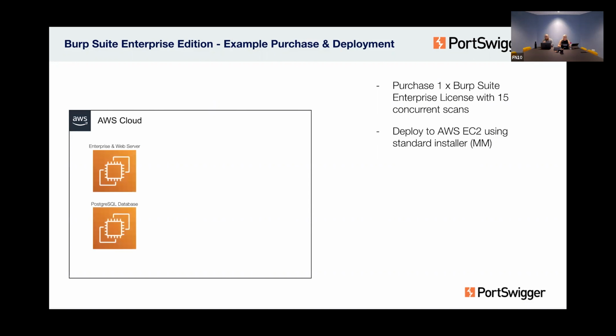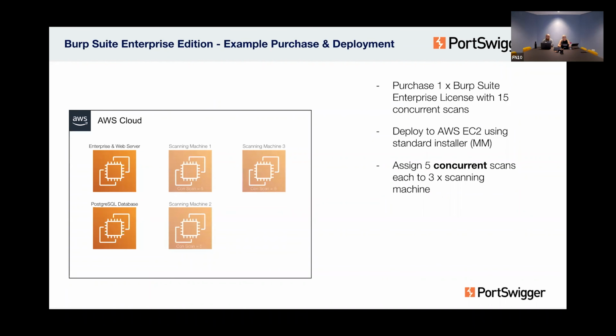So we need to deploy the enterprise and web server together as we saw earlier. So that's going to be one image, and then an external database. In our case, it's going to be Postgres, but again, the choice is yours there. That's another image. And then we need to deploy our scanning machines and distribute our scan concurrency, again, relative to that 15 concurrent scans under our license. So from a sweet spot perspective, we'll probably deploy 3 scanning machines, each with that limit of 5 applied. That's good distribution from a resource perspective. And that gives us our ability to scan up to 15 concurrent at the same time.